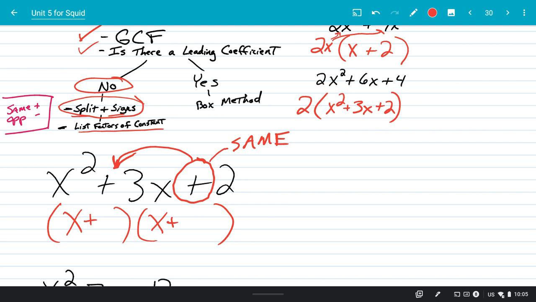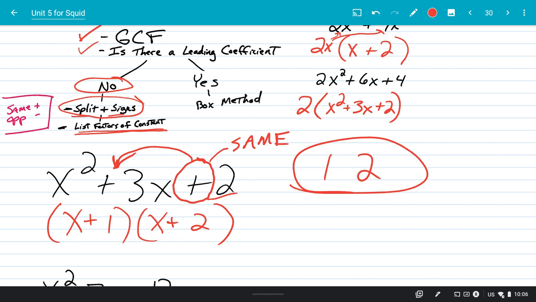Okay. The last thing we do is list the factors of the constant. Well, my constant is 2. What are the factors of 2? 1 and 2. 1 times 2 is 2. So those are the factors, right? Do those 2 factors add together to get me the number in the middle? Yes. 1 and 2. I put them in those 2 places. Boom. I just factored that quadratic. If you follow the steps, this process will be simple for you. Okay? Let's try it again.